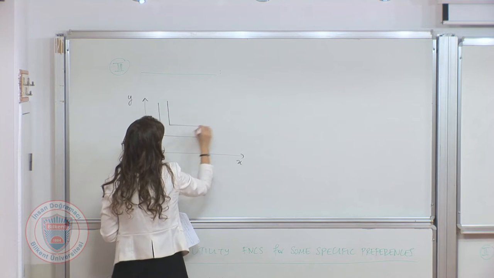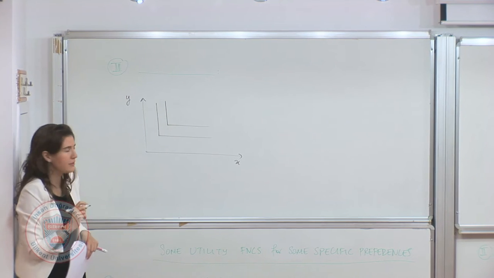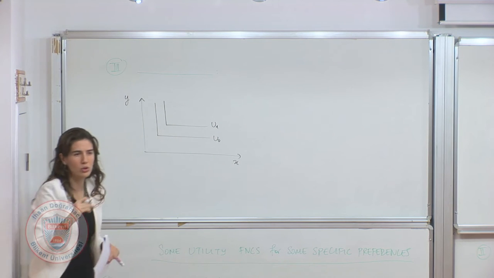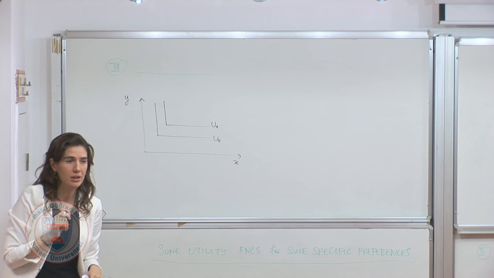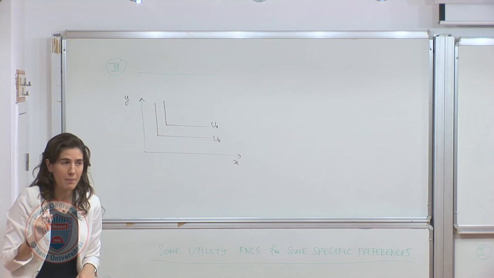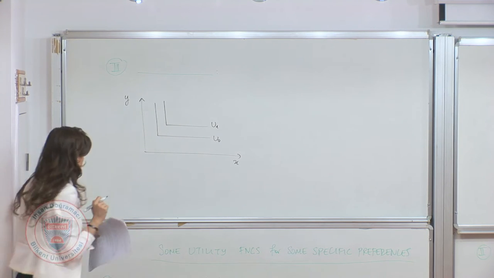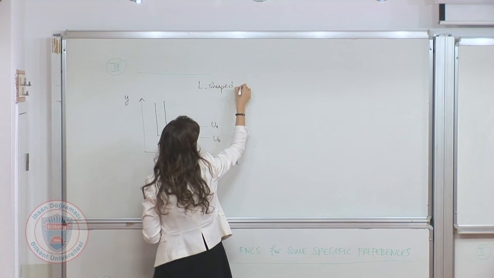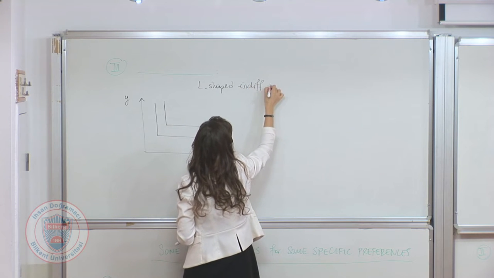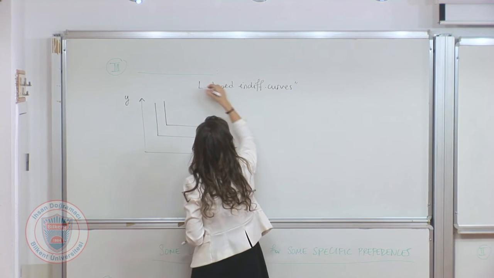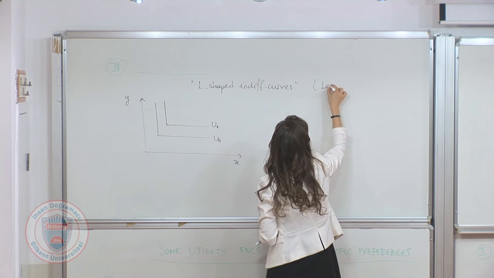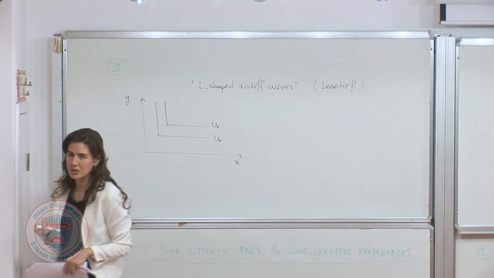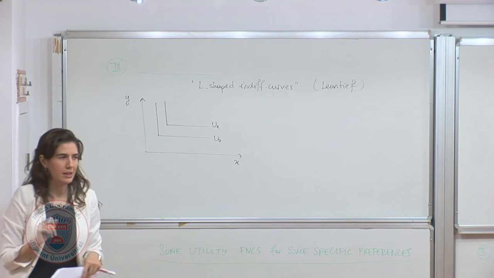They would be indifference curves like this. So this is U0, U1, okay? So the utility level keeps increasing. Sometimes we call them L-shaped indifference curves. Sometimes they're called Leontief, due to Vasily Leontief.